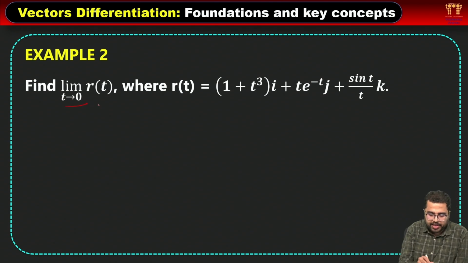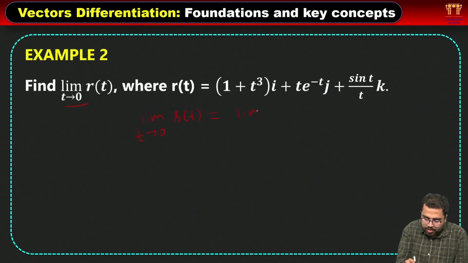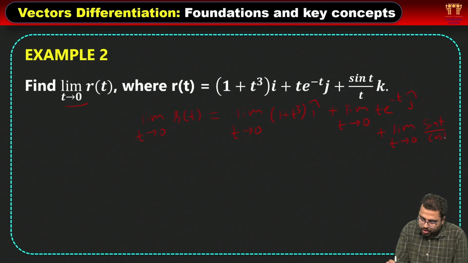This is one simple example. If you want to find the limit as t tends to 0 of r of t, you just have to find this limit. The limit as t tends to 0 of r of t is equal to the limit as t tends to 0 of 1 plus t cube i, plus the limit as t tends to 0 of t power minus t j, plus the limit as t tends to 0 of sin t by t. Here it is not cos t, it is t.